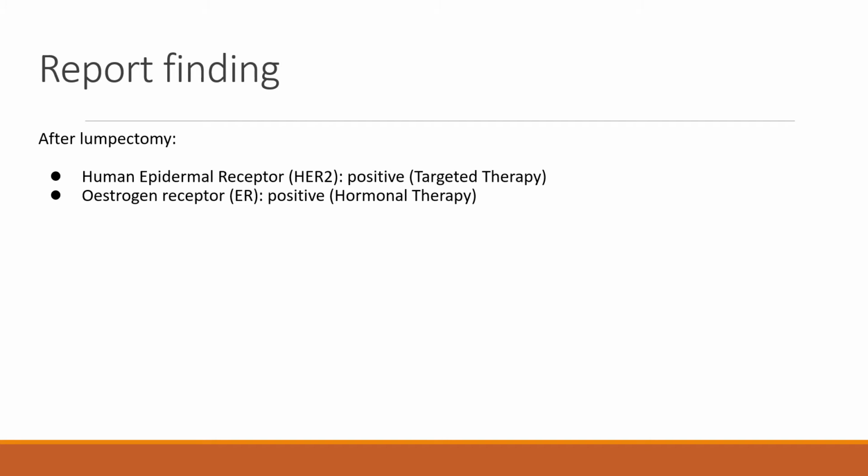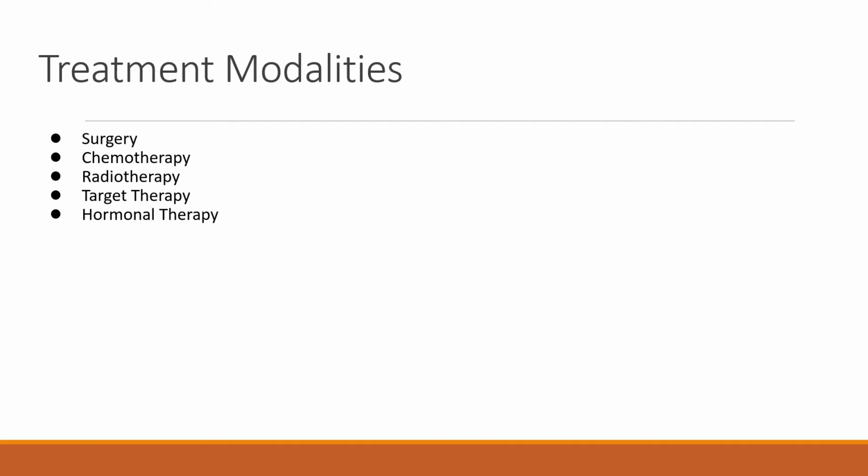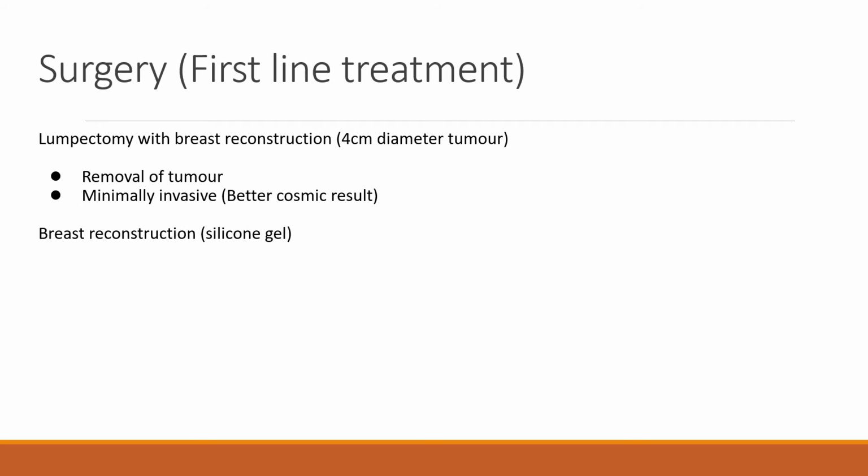After the patient underwent lumpectomy, from the pathology report, the patient's HER2 and ER are positive, which calls for hormonal therapy and target therapy. The treatment modalities in this case are surgery, chemotherapy, radiotherapy, target therapy, and hormonal therapy. To start with, we will talk about surgery, which is the first-line treatment.